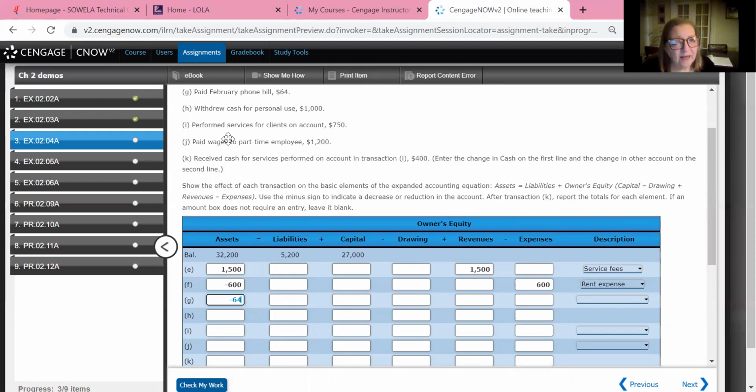So what did we pay now? That's the other part. The phone bill, it's an expense. So we're going to pay, and it's for February again. So it's a current month's phone bill, phone expense. Okay, great.